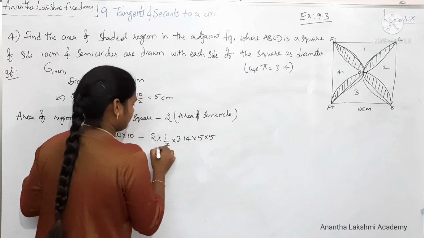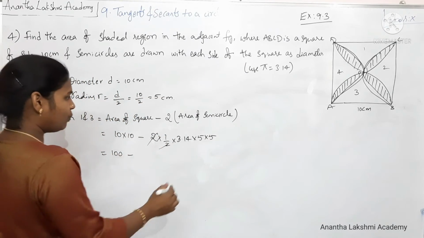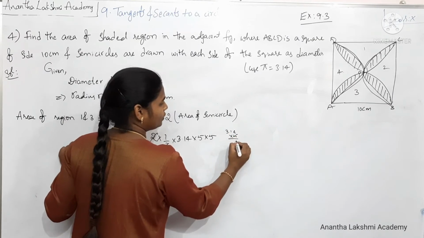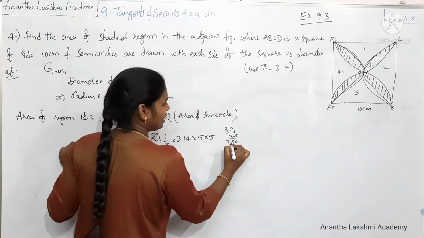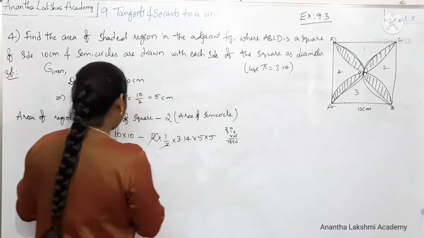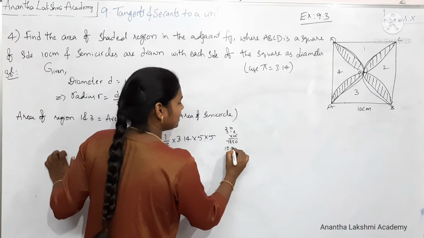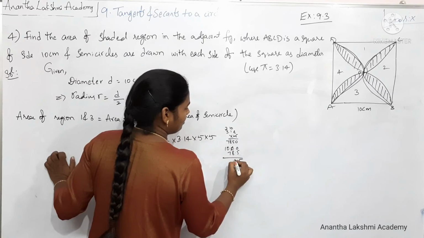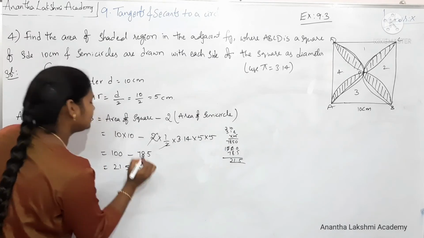5 fives are 25. So this is 100 minus 3.14 into 25. Let's do the multiplication. 25 4s are 100, 25 1s are 25, 35, 25 3s are 75, 7, 8. So 78.5 this is. So 100 minus 78.5. Let us do the subtraction. 10 minus 5, 5. 9 minus 8, 1. 9 minus 7, 2. So this is going to be 21.5 square centimeters.